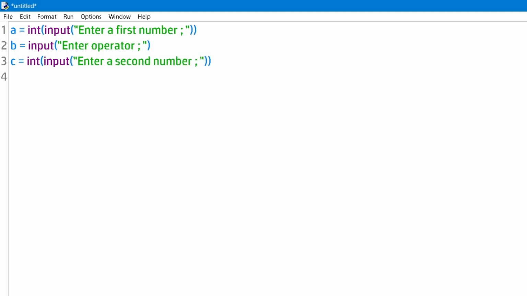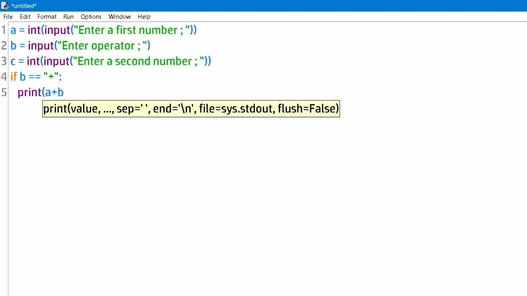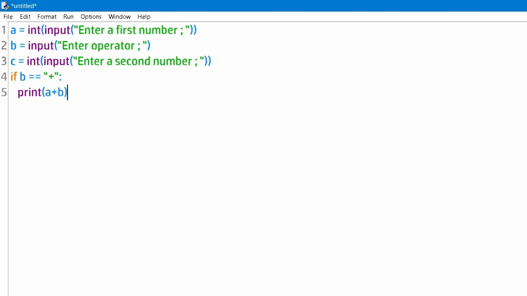So now we will use if else. If b equal to plus, it means if in b the user inputs the plus operator, then print a plus b, in which we will also write a message: addition of two numbers.